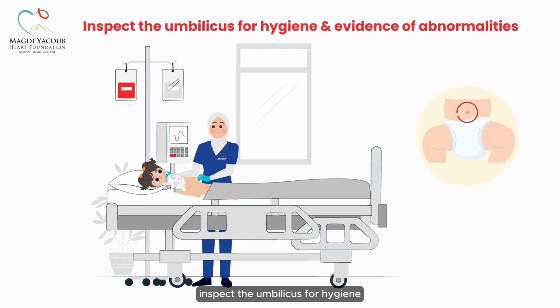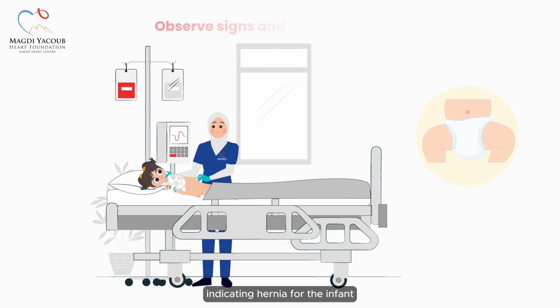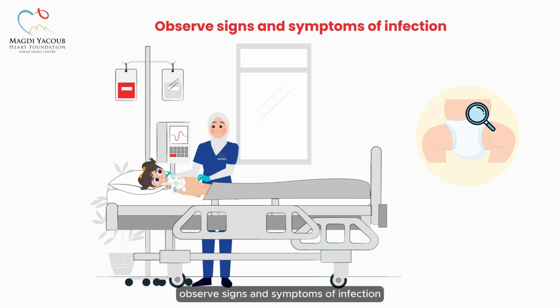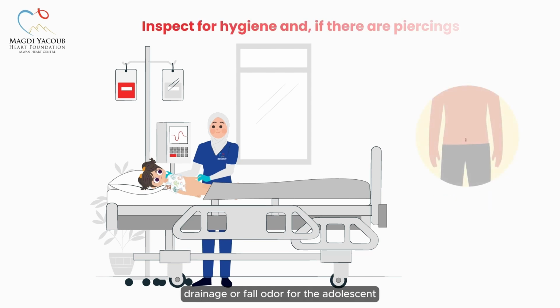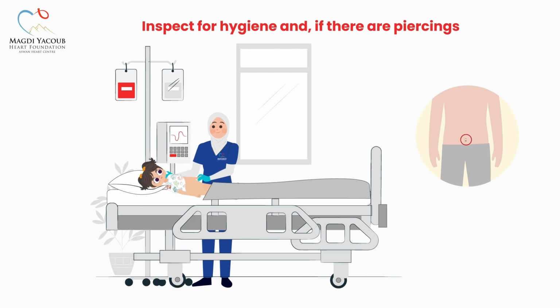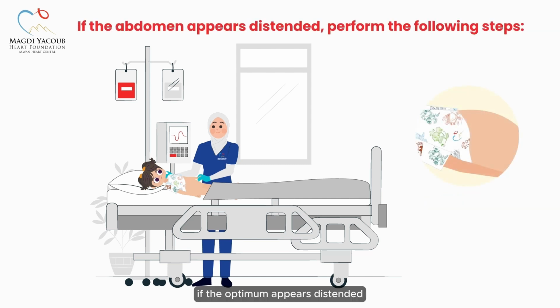Inspect the umbilicus for hygiene and evidence of abnormalities. For the child, observe for hygiene and abnormal shape indicating hernia. For the infant, observe signs and symptoms of infection noted as redness, swelling, drainage, or foul odor. For the adolescent, inspect for hygiene and, if there are piercings, inspect for signs and symptoms of infection noted as redness or swelling. If the abdomen appears distended, perform the following steps.